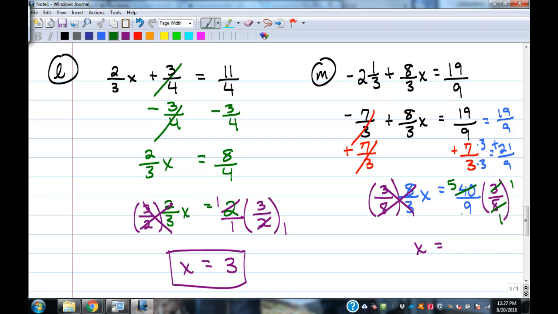How many times will 3 go into 9? 3 times. So now I got 5 times 1 over 3 times 1. 5/3. Again, I like you to leave them as an improper fraction. If you change it to a mixed number, that'd be 1 2/3. But I'd rather you leave it as an improper fraction.